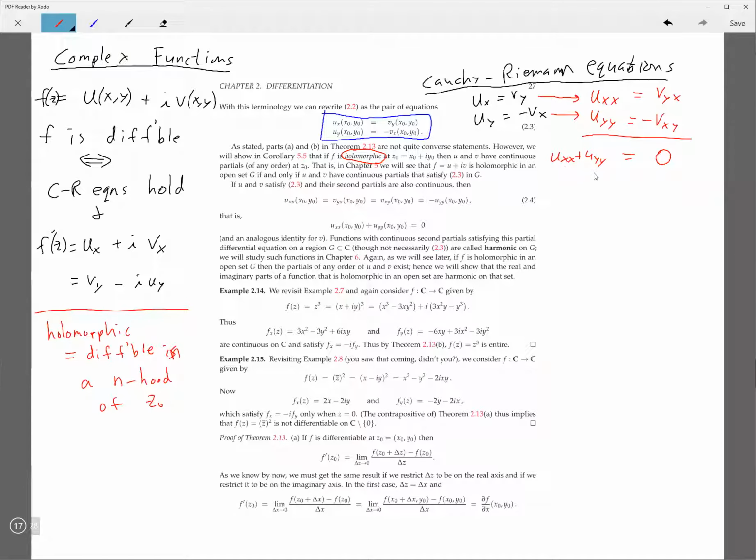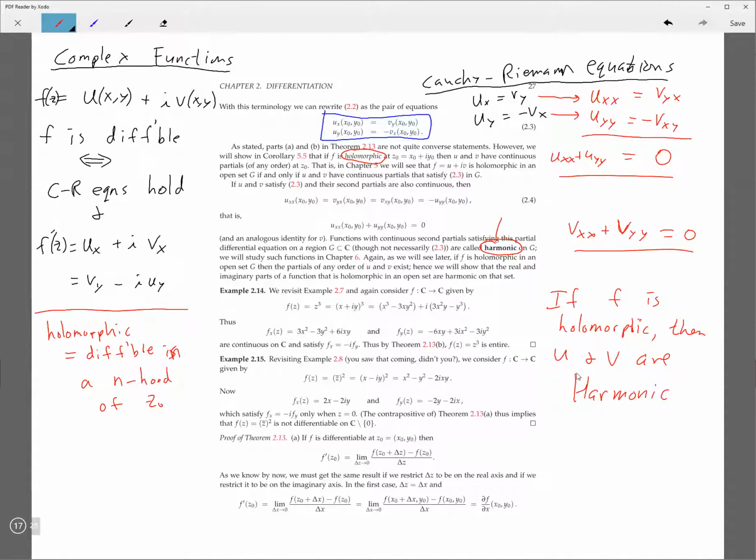And a function that satisfies this is called harmonic. It also turns out, if you do the same kind of argument, you get vxx plus vyy is also equal to 0. Okay, so if the Cauchy-Riemann equations hold, then your function is going to be harmonic. So if the function is holomorphic, then the real part and imaginary part are both going to be harmonic functions. Okay, so if f is holomorphic, then u and v are harmonic.